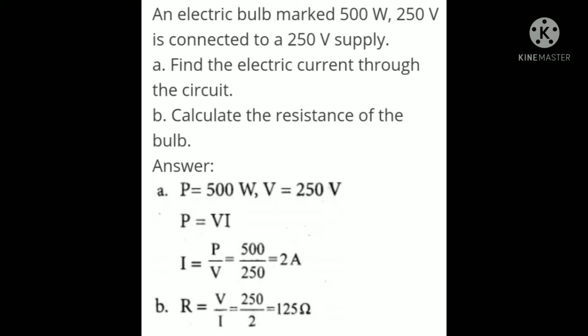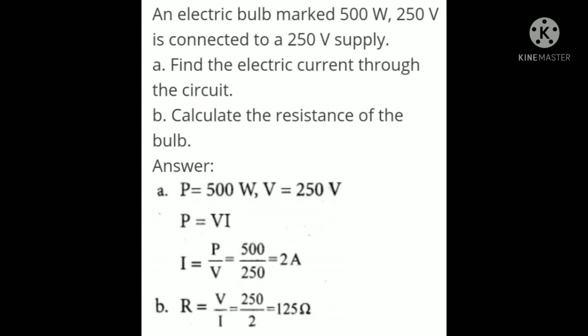We take the equation P is equal to V into I. From this equation, we got I is equal to P by V. We can substitute the values. Then we got 500 by 250. Divide by this, we got 2. Unit of current is ampere. So the value is 2 ampere.